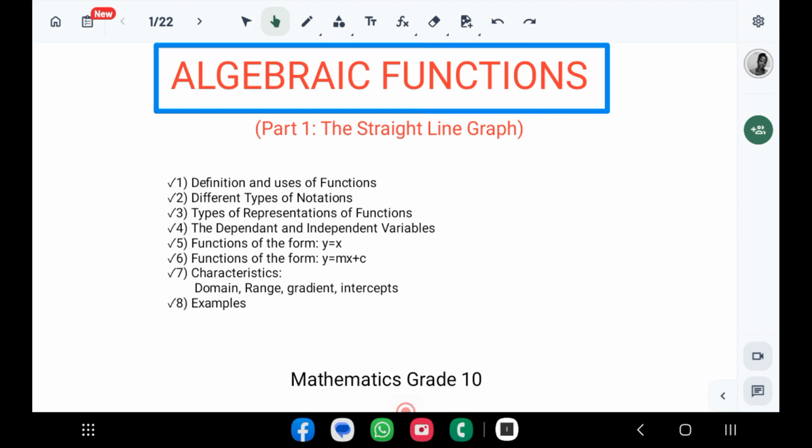And in this video, we're going to focus on part 1 of a 4-part video series on algebraic functions for mathematics grade 10, and that is the straight line graph.